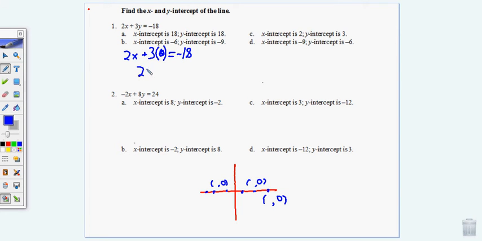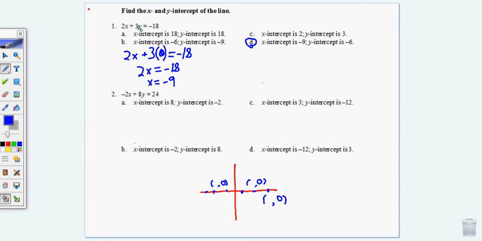Well, 3 times 0 is just 0, so that cancels out, and we have 2x equals -18. If we divide both sides by 2, we get x equals -9, right? -9 times 2 is -18. That seems to work. By the way, this is our x-intercept right here, -9. If we look up at our answers, there's only one that has -9 as a possible answer. So that one right there. So I'm already thinking this is probably going to be my answer. But let's check to see if our y-intercept is actually -6.